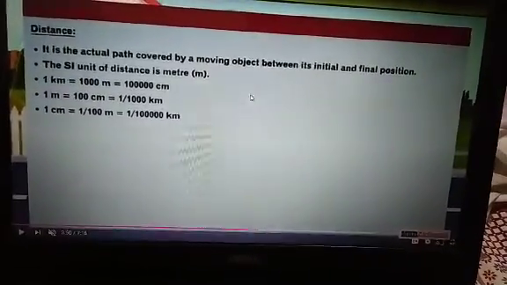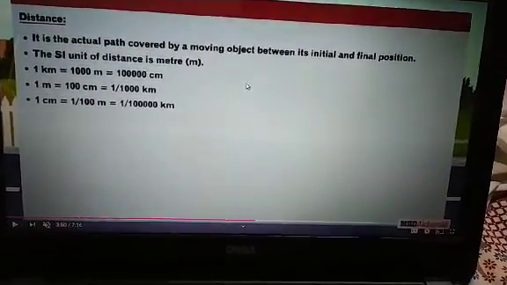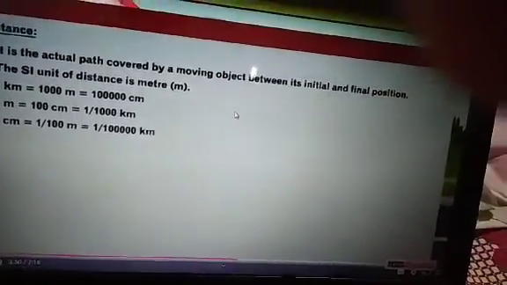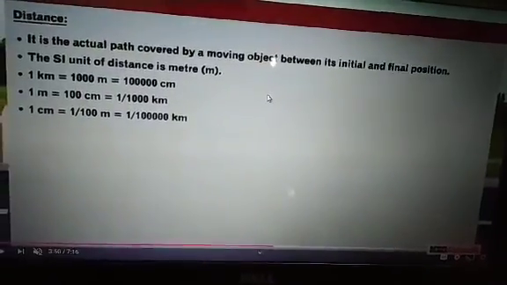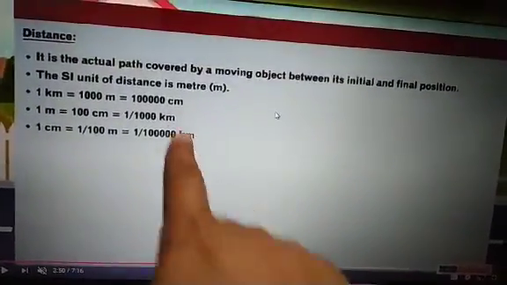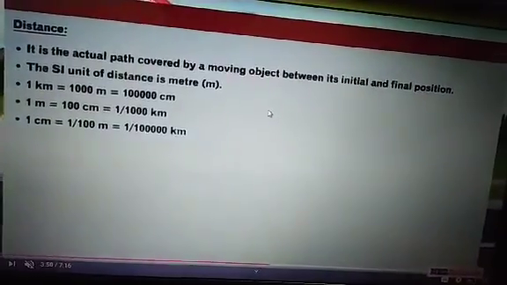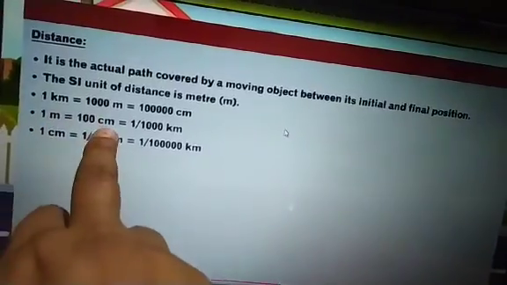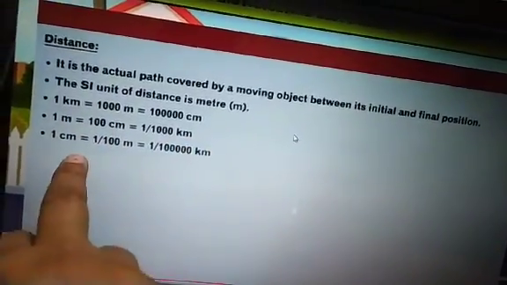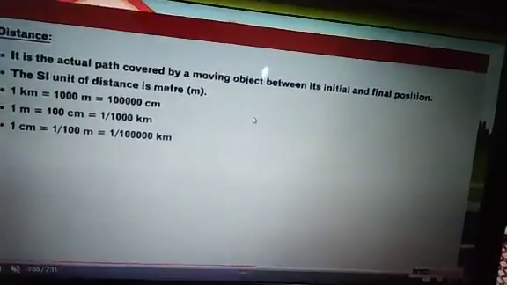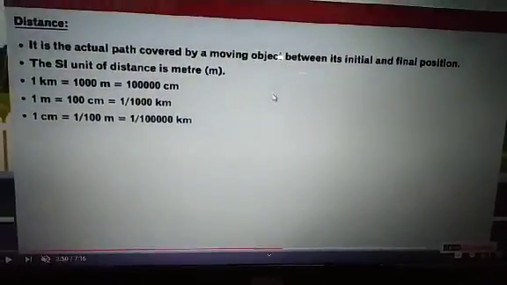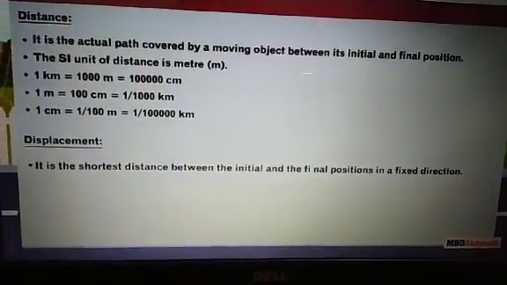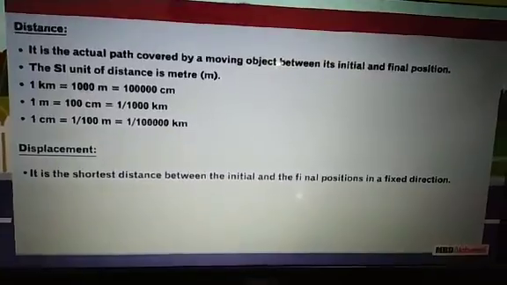Now, its SI unit. Its SI unit is meter, M. We can also convert it into kilometer, meter and centimeter: meter to kilometer, centimeter to kilometer. These are the mathematical conversions, and they can be used while solving the numericals.